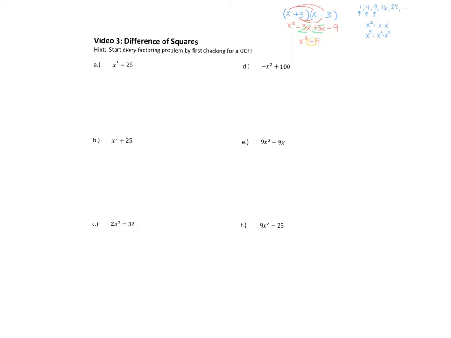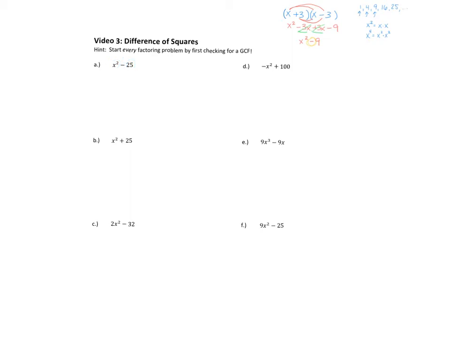I notice there's only two terms in this polynomial, so it indicates to me it could be a difference of squares. When I investigate both of these terms here, I see x squared is a perfect square, 25 is a perfect square, and I have a minus sign in the middle. It's a difference of squares.